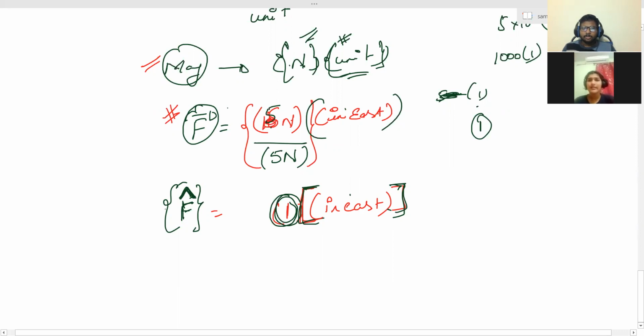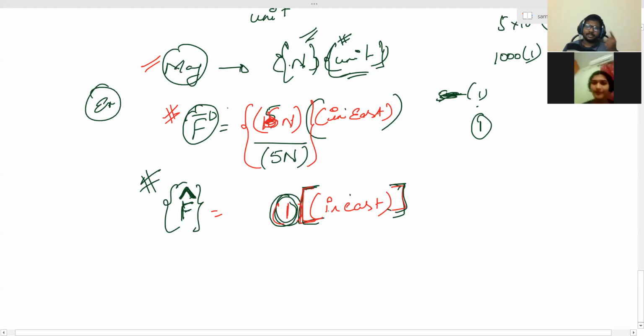So F cap means it can be either west or east, any direction. In an exam it can be any direction, but I'm telling you F cap will give you one specific direction, that is east here in this question. Whatever the question, in the description F cap will give you direction. It is east.